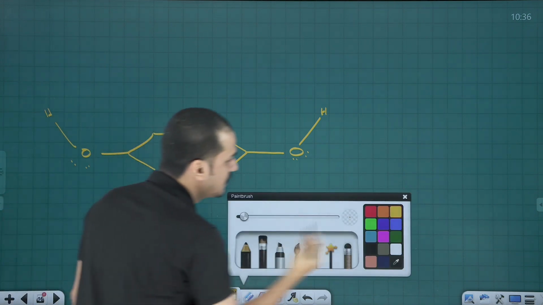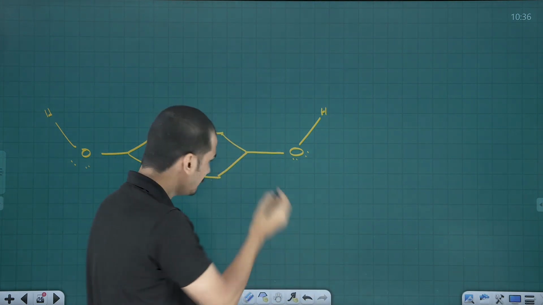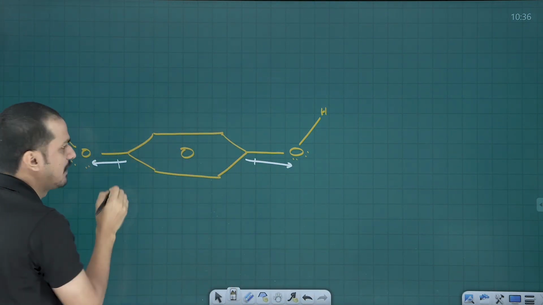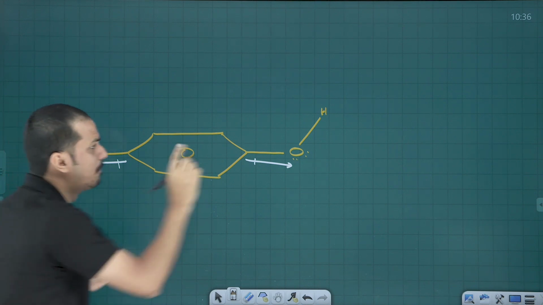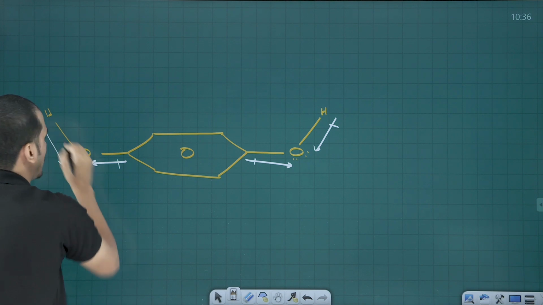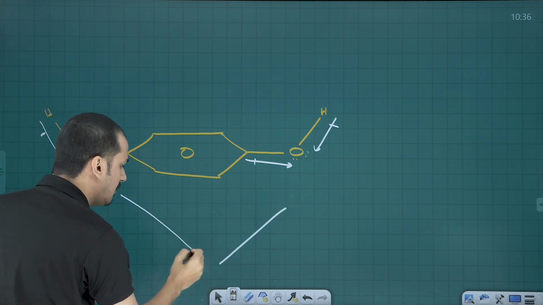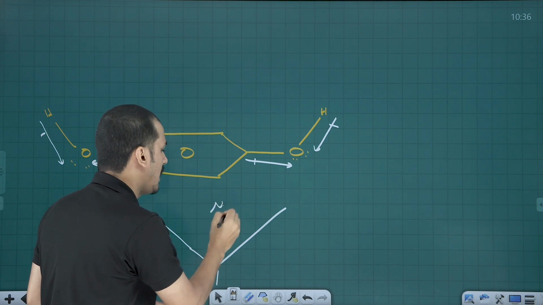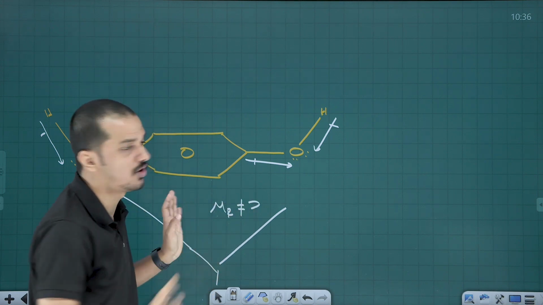See here, you can see the carbon to oxygen dipole moment is there. This carbon to oxygen dipole moment is there. That will get cancelled. But the hydrogen to oxygen dipole moment will be added. So here mu is not equal to 0.